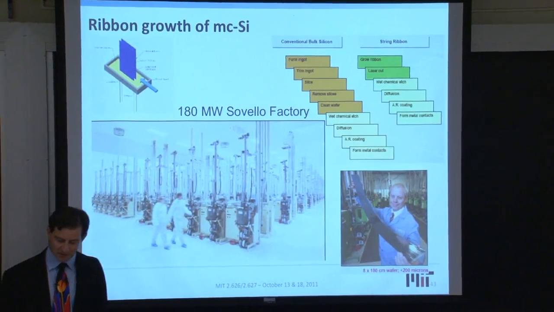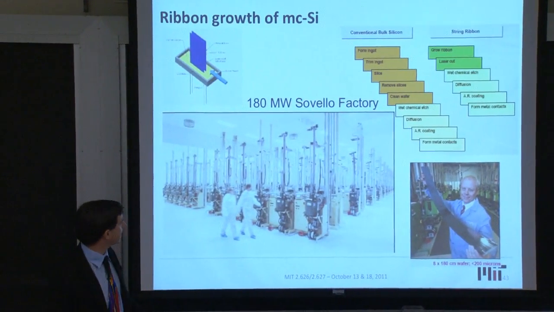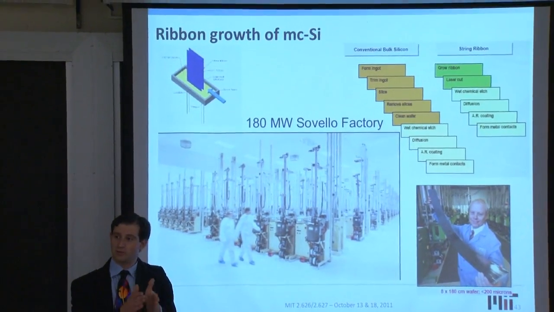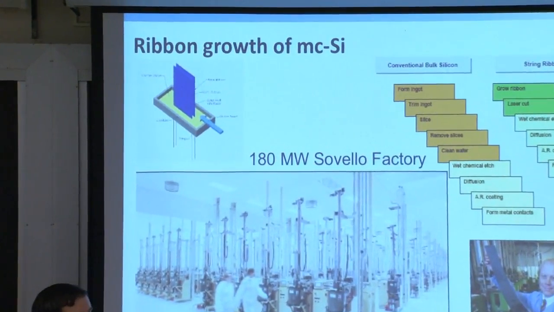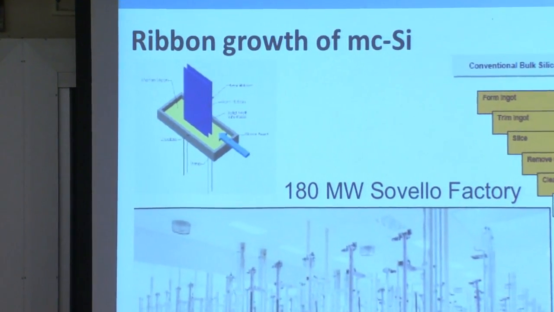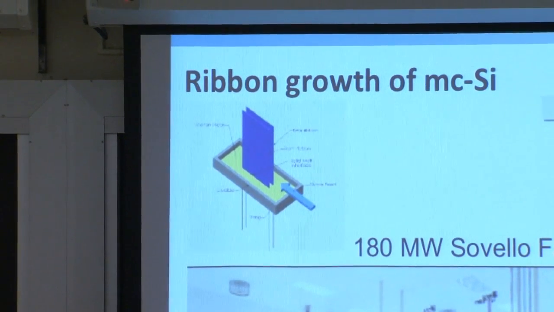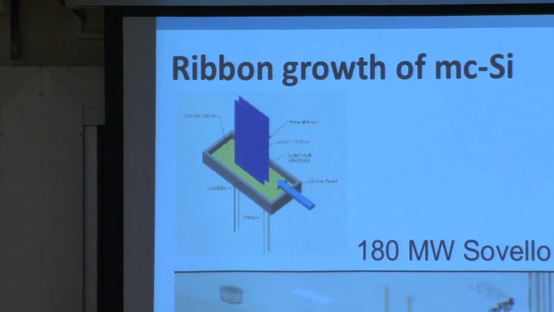So the three of them co-founded Evergreen Solar, and they developed the string ribbon growth process, shown right over here. Eventually 2 ribbons face to face, and now 4 ribbons side by side. So this was called the Gemini because there were 2 ribbons face to face, and then eventually the quad process where 4 ribbons edge to edge.